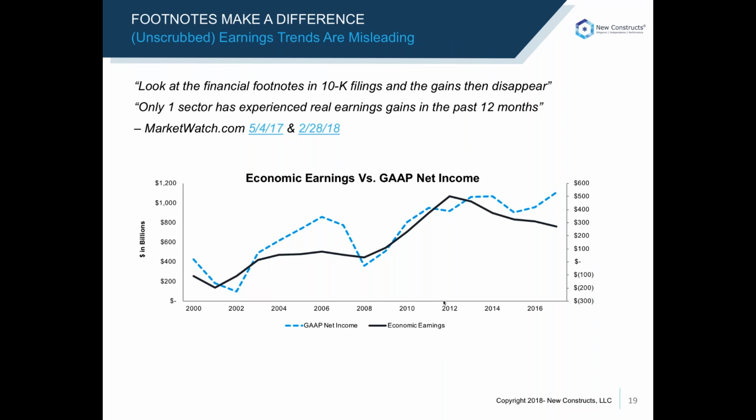This is from a couple of op-eds we've done with MarketWatch and wealthmanagement.com, looking at the difference between GAAP accounting earnings and economic earnings over time. You can see accounting earnings are more volatile, but most recently, in fiscal years 2016 and 17, accounting earnings have been misleading. They're going up at an accelerating pace, while economic earnings are going down at an accelerating pace. This is part of why we've not seen the market move higher despite a lot of earnings beats.